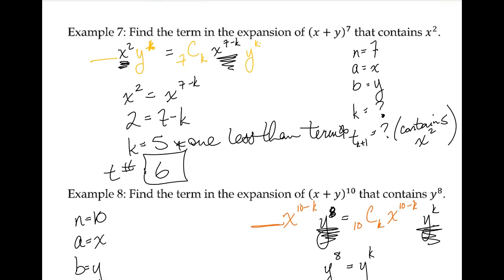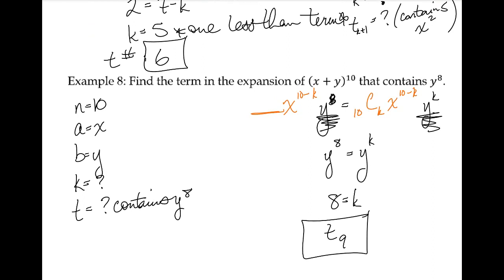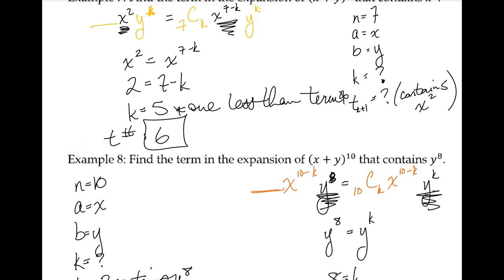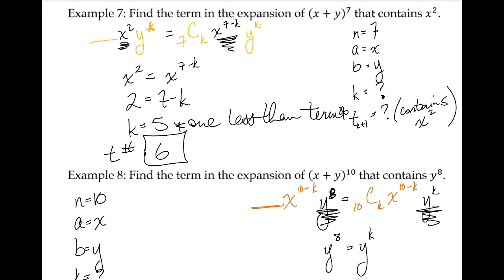Once we've discovered this part, you can actually find the whole term, and that's something that I forgot to mention for example 7. So when it says find the term in the expansion, it's great to determine the term number, but if we want to actually determine the whole thing, we would plug back in here. So 7 choose 6 would be 7, x to 7 minus 6 is 1, and y to the power of 6. Oops, not 6. K is 5.